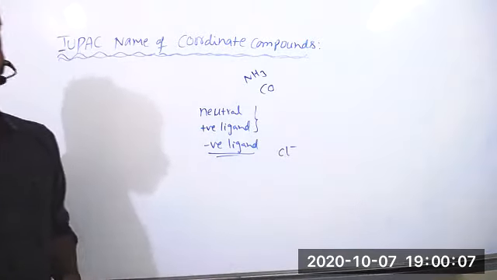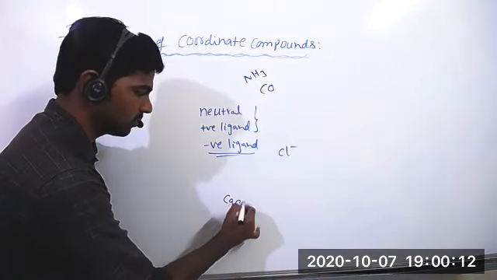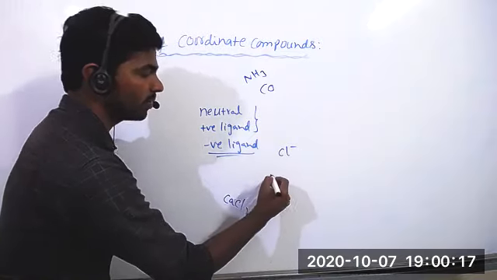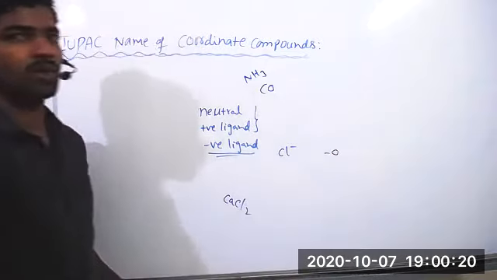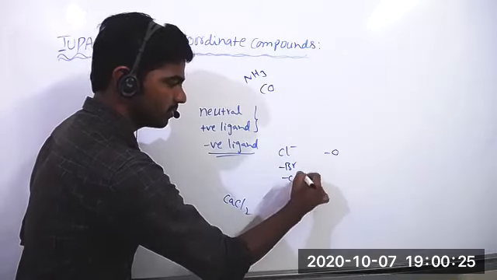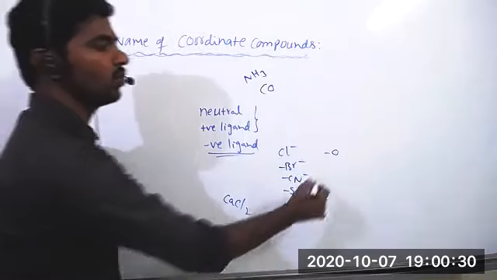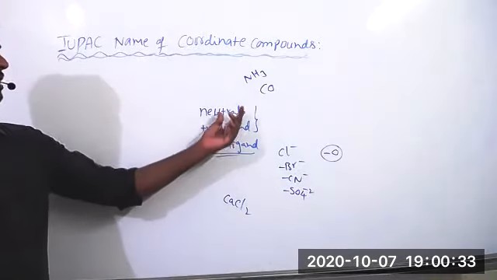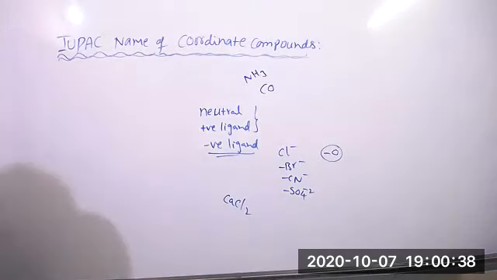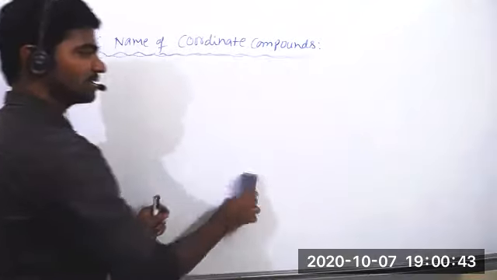Suppose negative ligands are there. Chlorine is there, chloride. Actually this is the name, chloride ion, while writing normal compounds like CaCl2, calcium chloride. But here we should not call it chloride. We use chlorido, ending with O. If negative ligands are there: chlorido, bromido, cyanido. SO4 is there, we write sulfato, ending with O. So for neutral and positive ligands we give the name as it is.